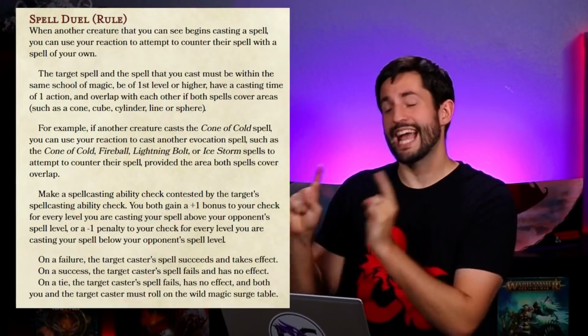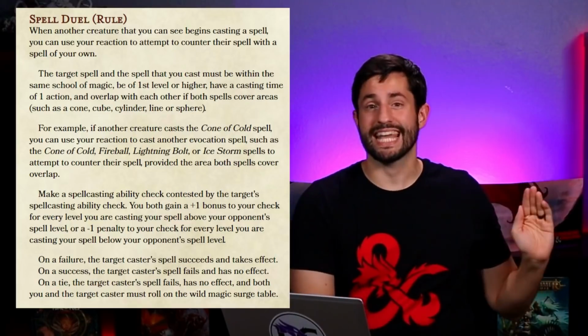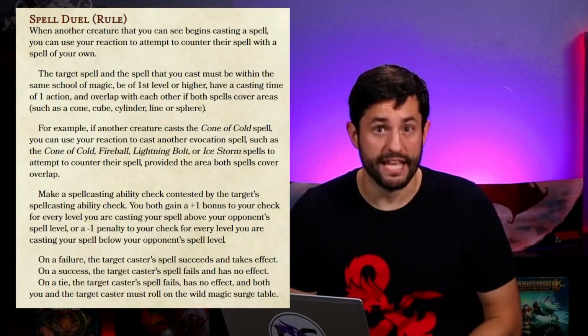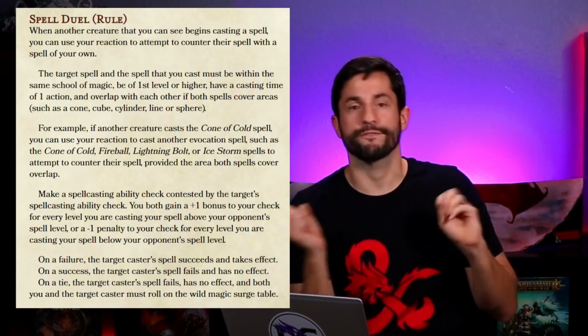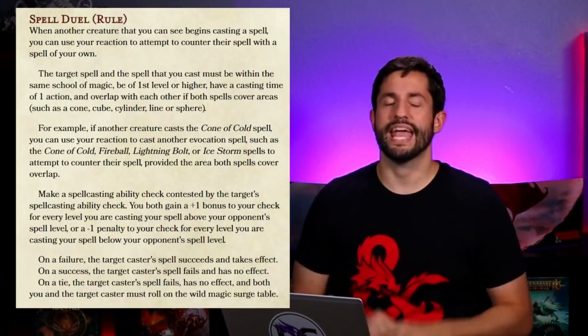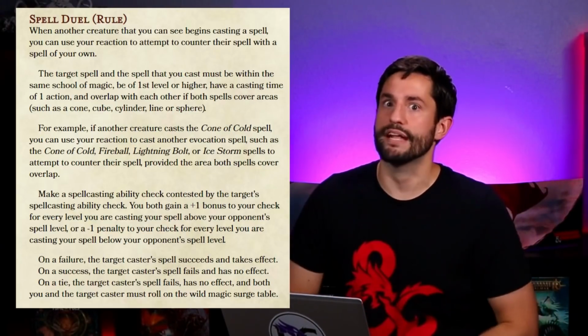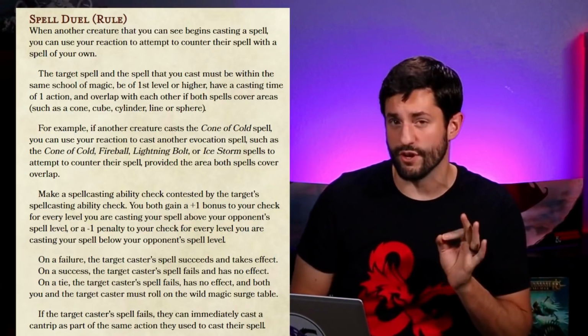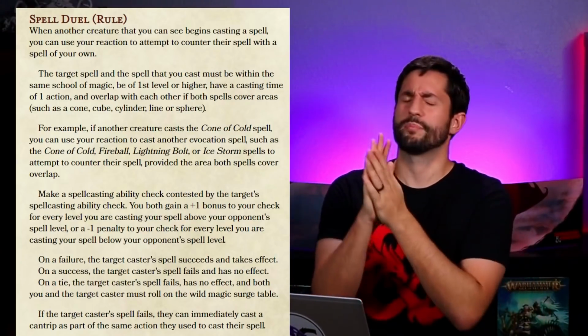So of course, if the counterspeller fails his check against the caster, their spell goes off as normal. But if the counterspeller wins, then his spell fails. And no, the counterspeller doesn't get a free cast of that spell. The energy from that spell is used to stop the other spell. And the same thing if they tie, they roll on that wild magic surge table. And like I said earlier, if the target spell does get countered, they can still use their action to cast the cantrip. Oh, I want to play this so bad.